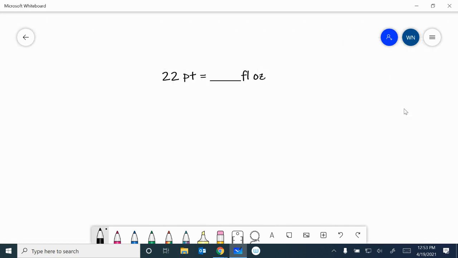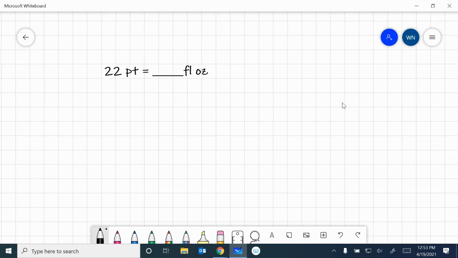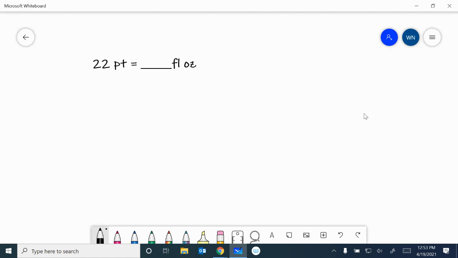22 pints equals how many fluid ounces? For this one, you're going to have to think about how many fluid ounces are in 1 pint. Go ahead and try it out. All right, so let's think about it. Think about how many fluid ounces are in 1 pint. So I know that 1 cup has 8 fluid ounces. And I know that 2 cups equals 1 pint.